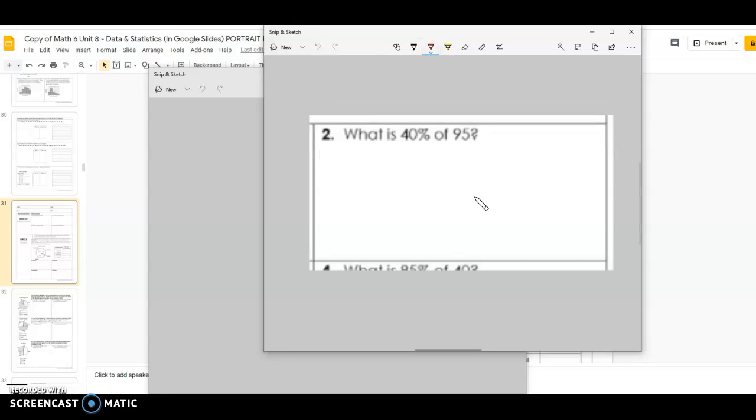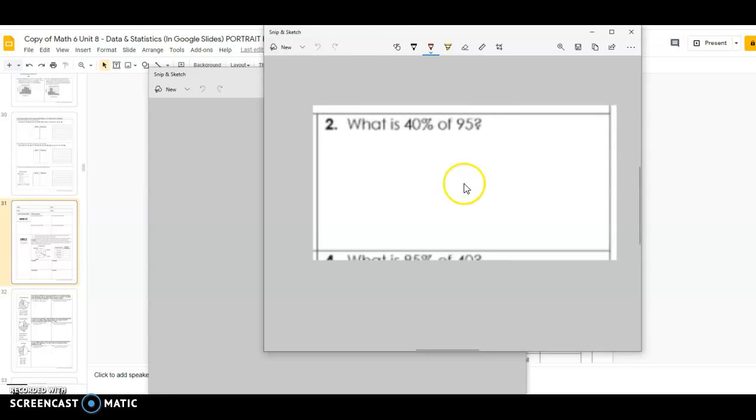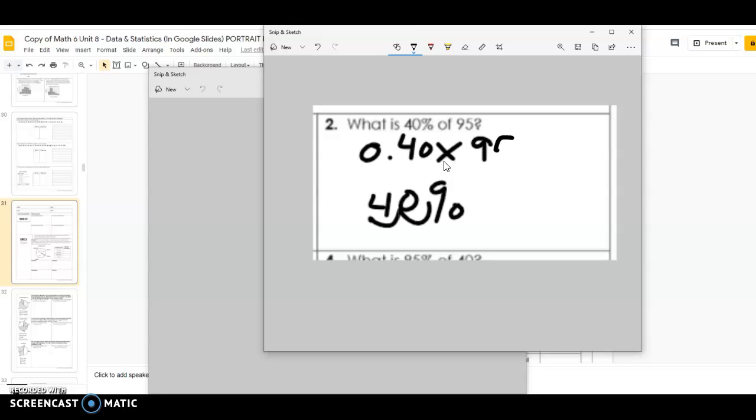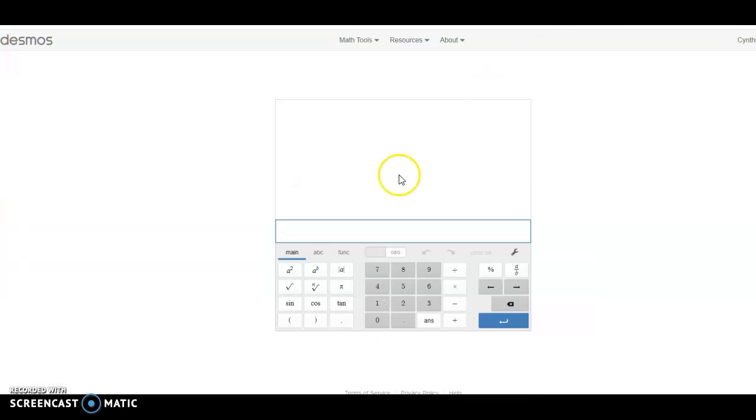Let's see if this one will write for me. No. Let's try this. There you go. So 40% of 95. Remember, I got to take that 40%, and what I'm going to do is I have to change it to a decimal. So I'm going to move it over 1, 2. So that is 0.40 times 95. Then I'm going to switch to my decimals calculator.